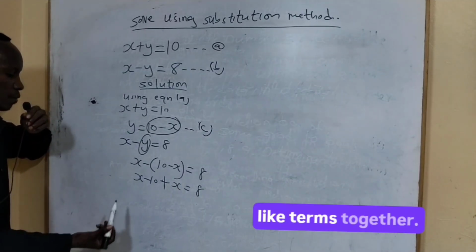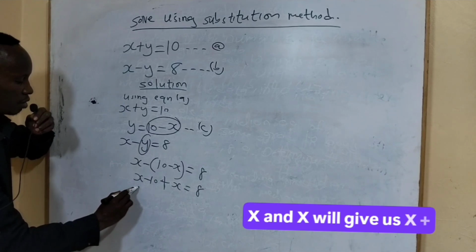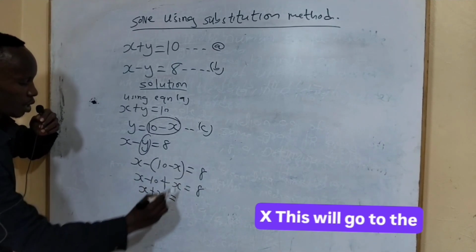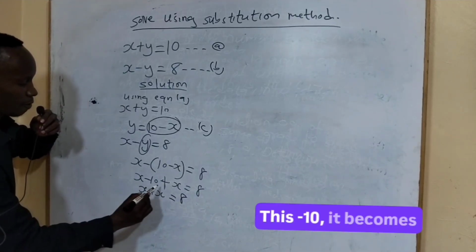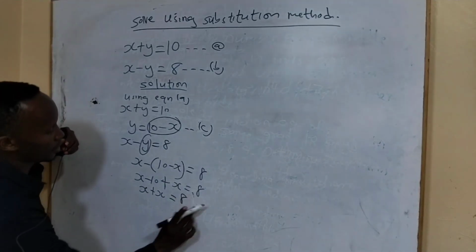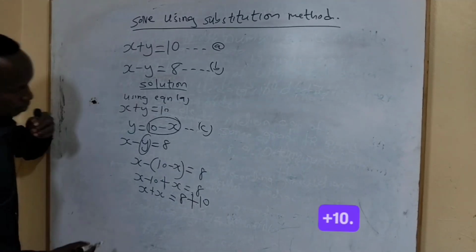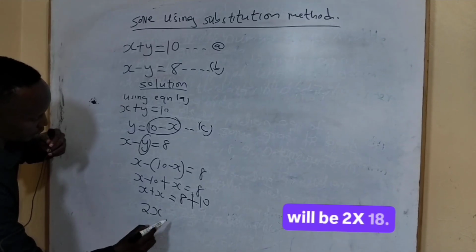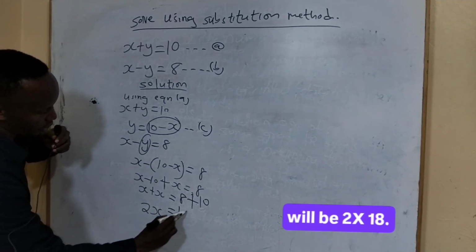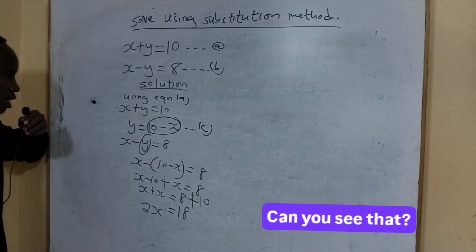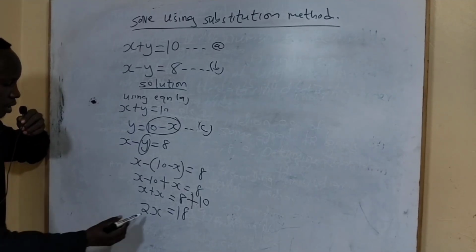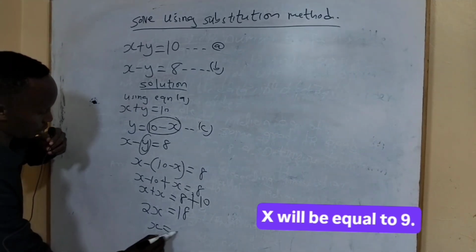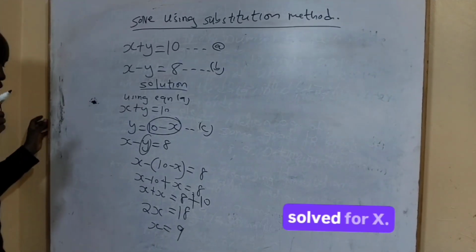From there we bring the like terms together. x and x will give us x plus x is equals to, this will go to the other side, 8. This minus 10, it will become here plus 10. So we have x plus x will be 2x is equals to 18. Can you see that? Now what about x? x will be equal to 9. That's how we have solved for x.